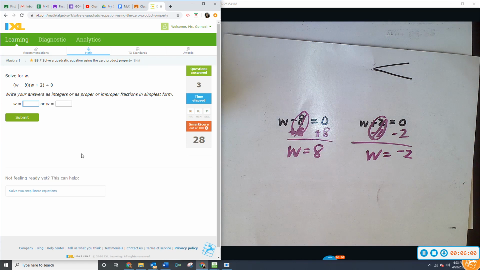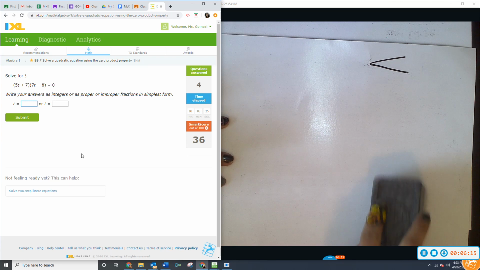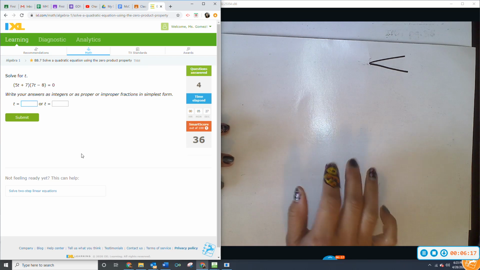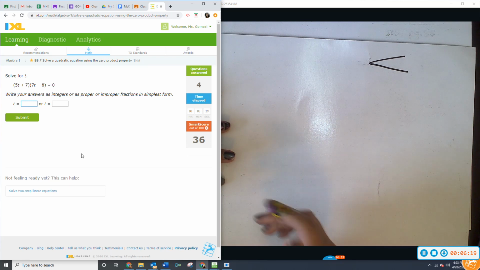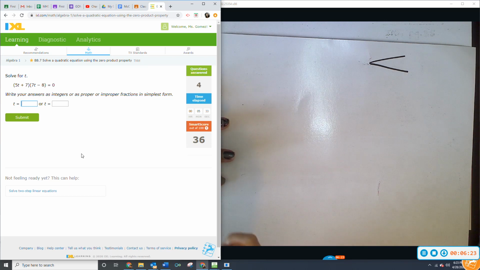Now, does it have to be put in this order? No. As a matter of fact, you could put it in correct ascending order, and you would still get it right. You can also have backwards, and it's not going to count it wrong. Now, here we go. So, you guys probably saw the trick there on all of those. It was pretty much whatever the factor was inside the parentheses, it was the opposite.